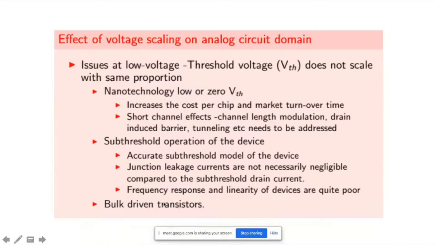So this is basically, you will be giving the input, instead of giving to the gate, we are giving input to the bulk. So what you call it as a bulk driven transistor, which can be explored as one of the ways to tackle this challenges.